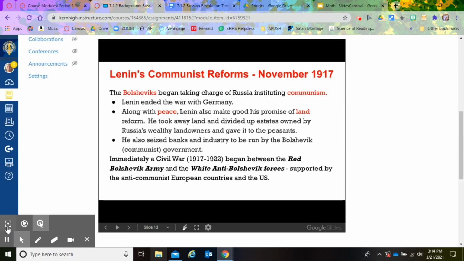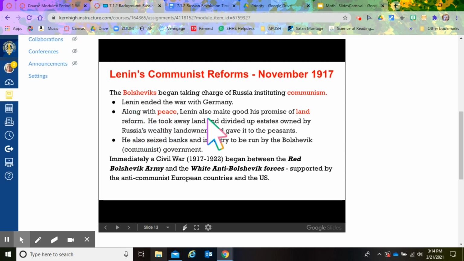Now we're going to talk about communism a little bit more than just in this, but it'll be in the next unit or so. Let me go back. Lenin's communist reforms. These are the changes that Lenin made with communism that started in November of 1917. The Bolsheviks began taking charge of Russia, instituting communism. Lenin ended the war with Germany. He signed the Treaty of Brest-Litovsk.